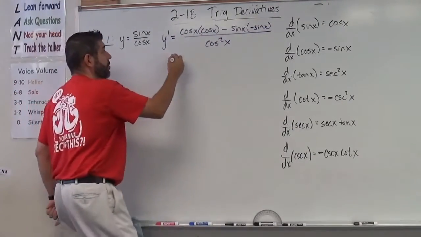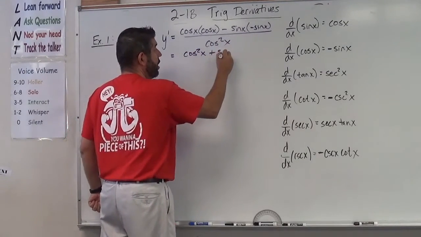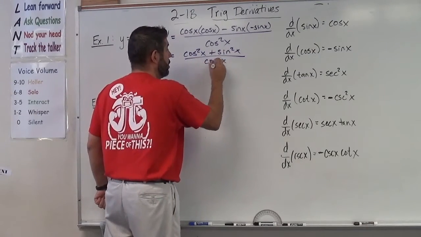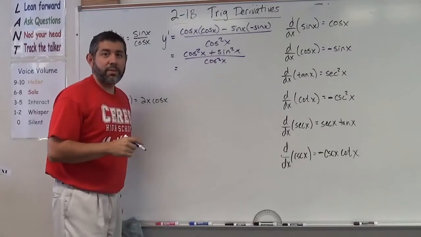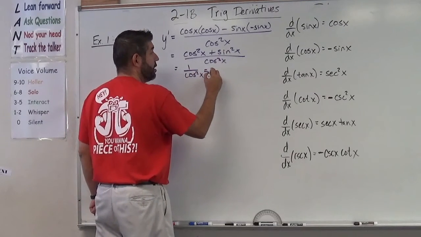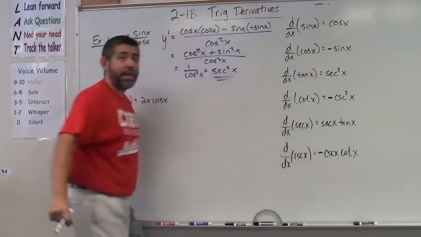So what do we get when we simplify this? Cosine squared plus sine squared. Oh, I feel an identity coming on. Okay, cosine squared plus sine squared is 1 over cosine squared, which gives us secant squared x. So there we go, how we got that derivative.